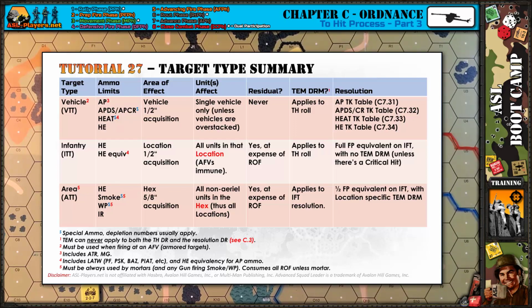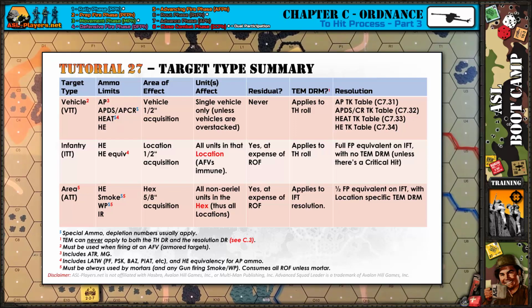Remember that TEM, you can see at the bottom of the table here, can never apply to both the two-hit die roll and the resolution die roll. It applies to one or the other. You can't double dip on that, depending on what the target type is. And the wording for that is in section C.3. So make sure you don't apply the TEM to both the two-hit and the resolution die roll, only one.